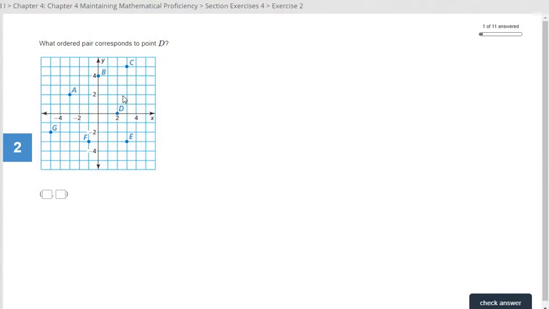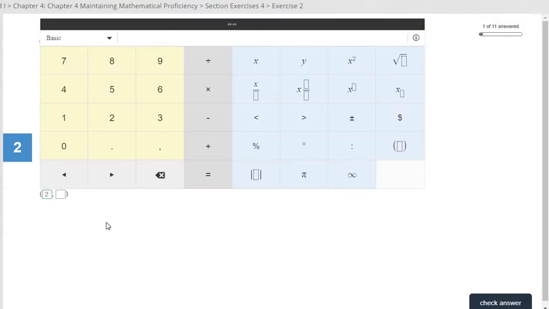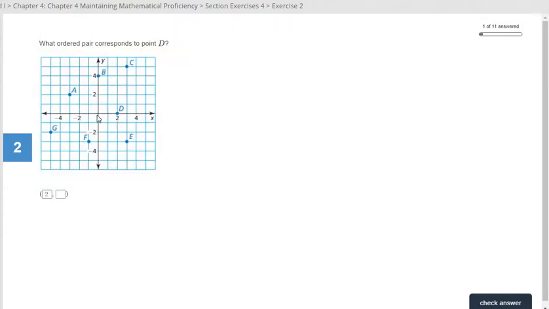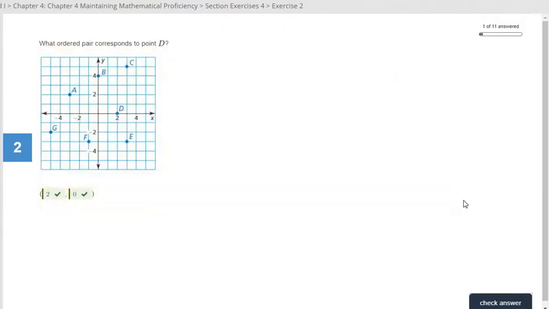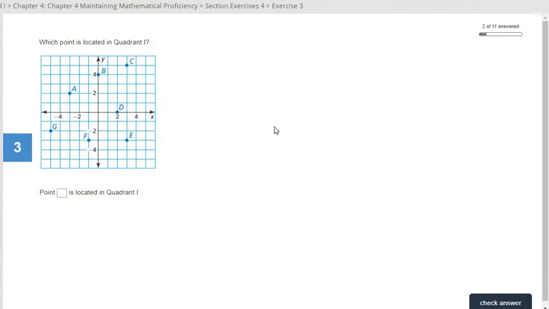So here it's asking us what point D is. So again, x comes first. On the x-axis, how many do we have to go right? 1, 2. So our x value is going to be 2. And then to get to point D, how many do we have to go up or down? Well, we don't have to go up or down at all. It's actually located on the x-axis. So that would be 0. Hit that check answer button, make sure you're right.